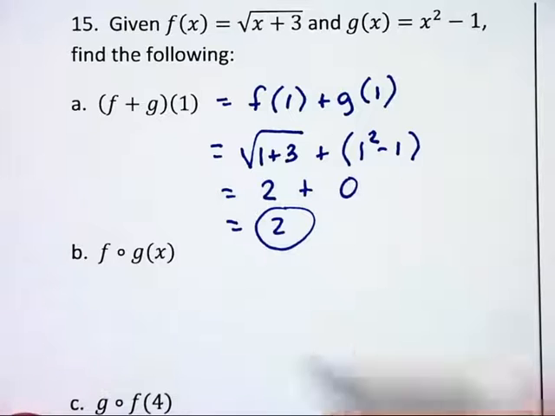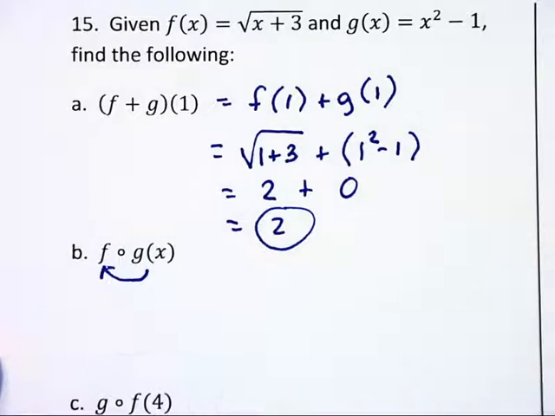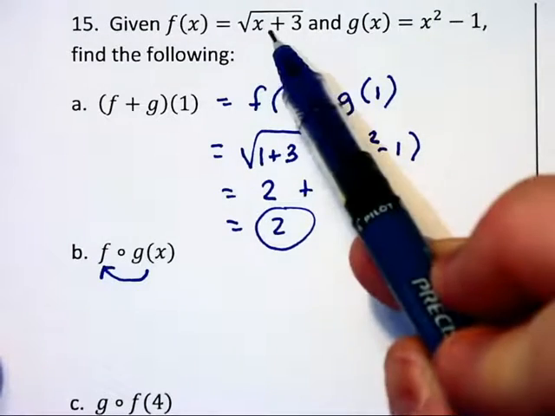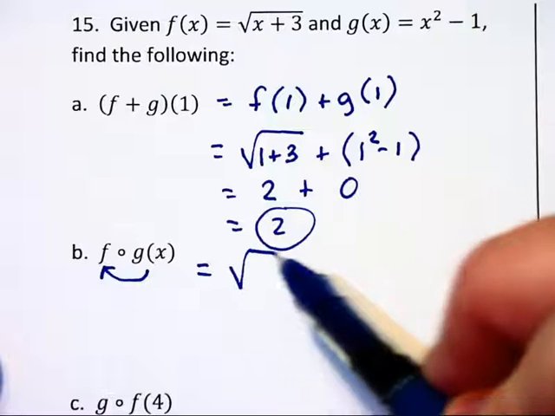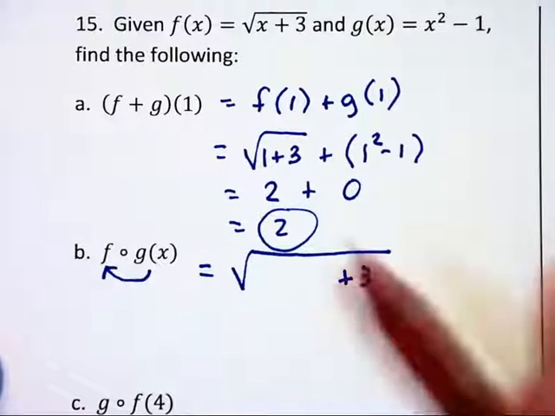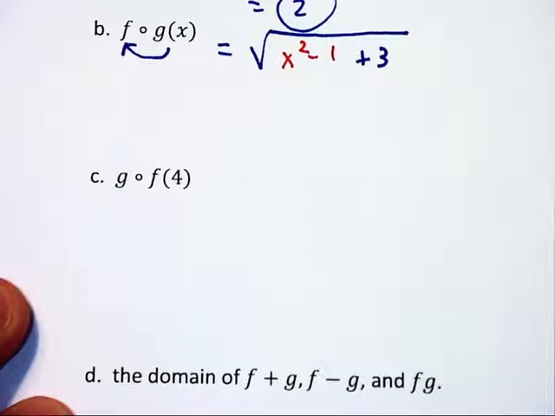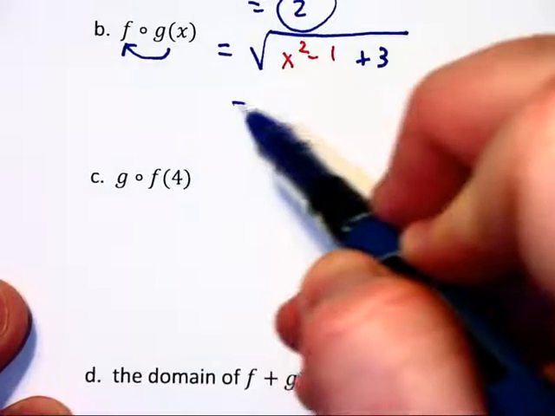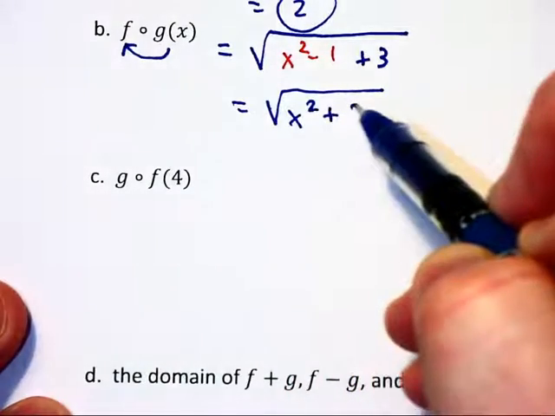If I want to find f composite g of x, I can take the g of x and substitute it into f of x. F of x is the square root of input plus 3. So here's my input plus 3, and it's going to be x squared minus 1 that's being substituted in. This will now simplify, and we can rewrite this as the square root of x squared plus 2.